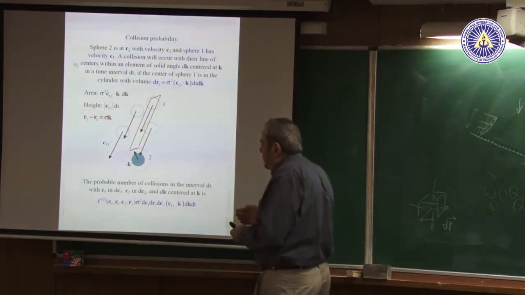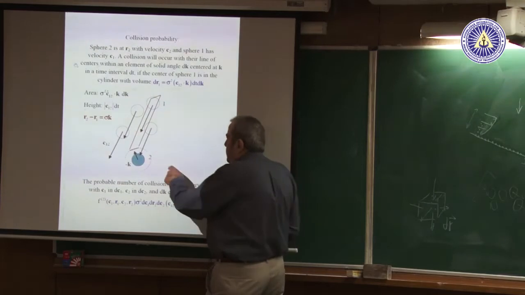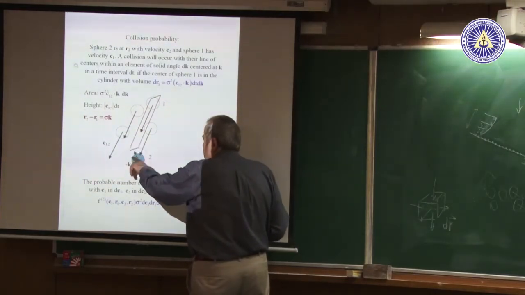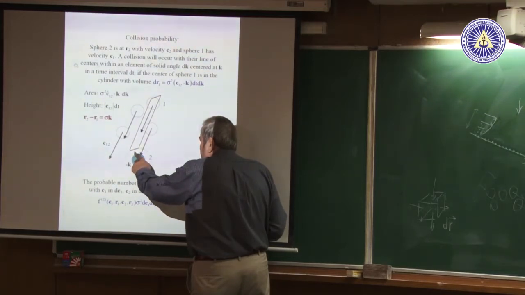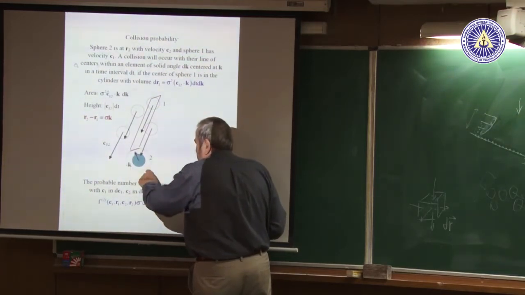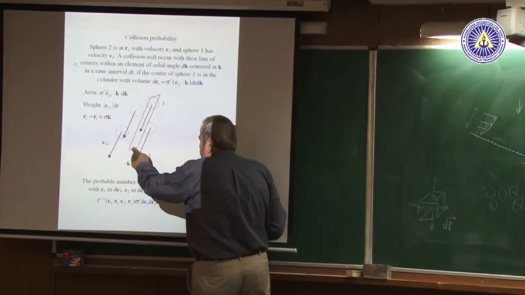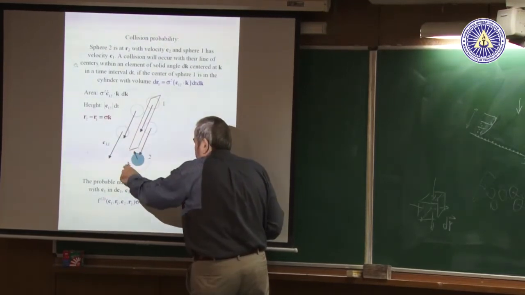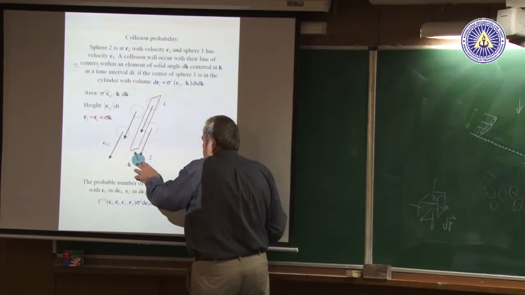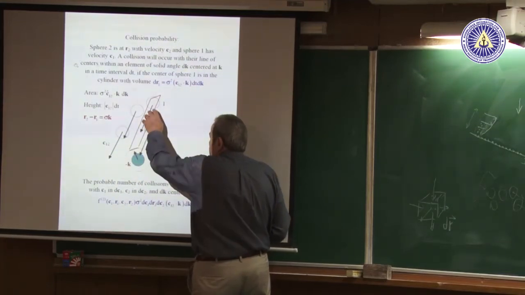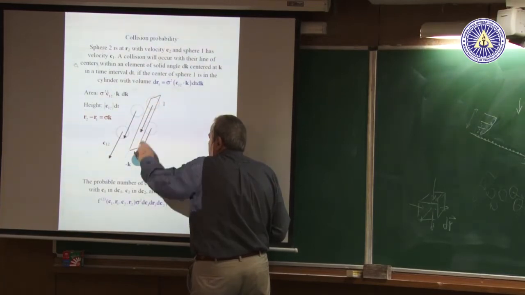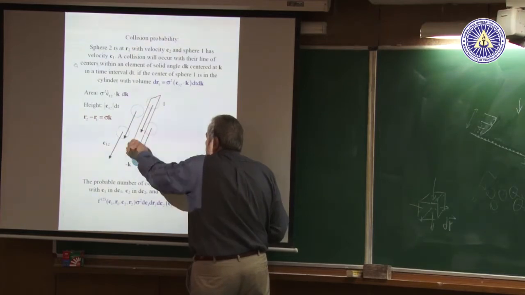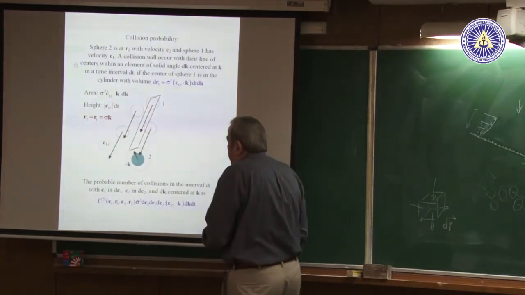And the answer to that question is that the particles that are going to collide at this point on the sphere, so the dotted circle shows the positions of centers of particle 1 that can possibly interact with particle 2. But the centers of spheres 1 that are going to collide with particle 2 lie within a tube with a cylindrical cross section.